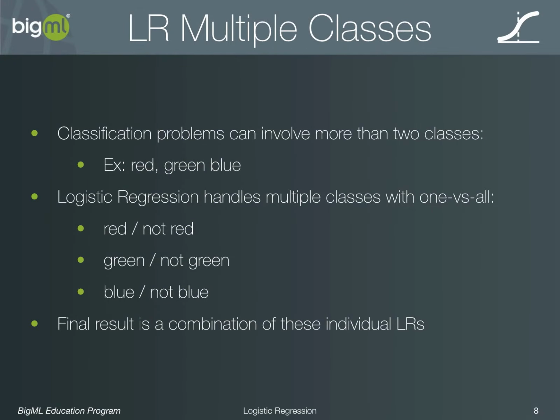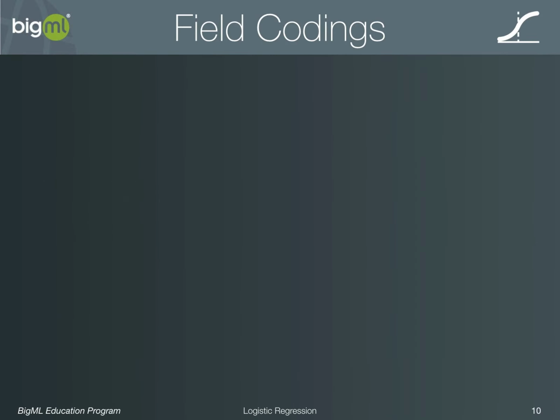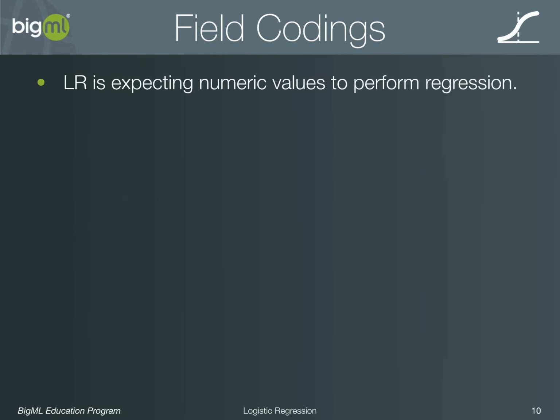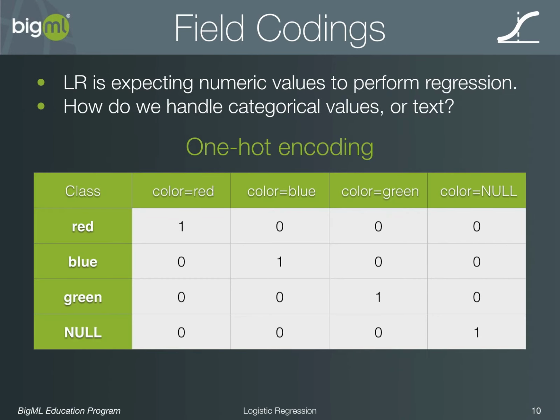So now let's explore the advanced features of logistic regression. The first is something called field codings. The idea here is that logistic regression is expecting numeric values in order to compute the coefficients. So how are things like categorical values in the input features handled? The default technique, which happens transparently, is called one-hot encoding. Basically, the possible classes are converted into a vector to indicate which class is selected.